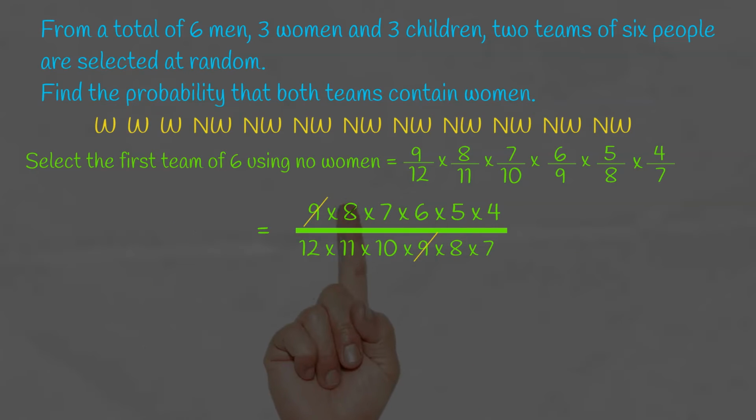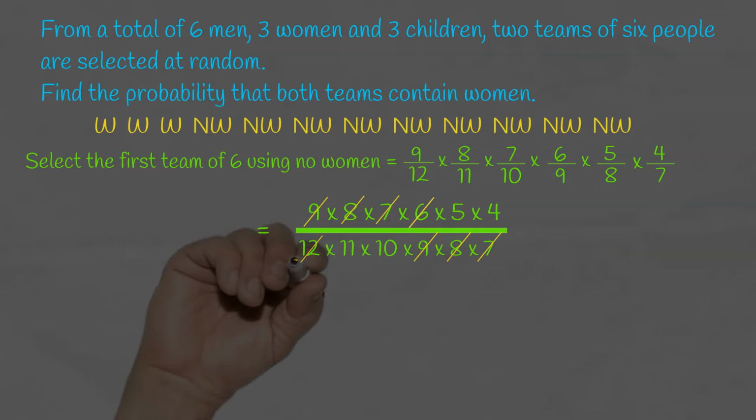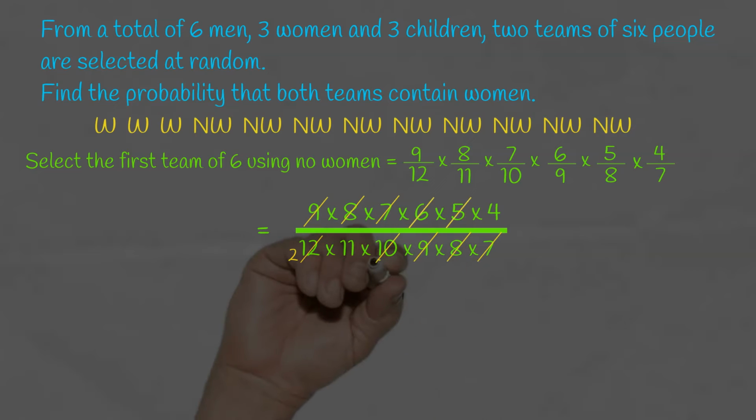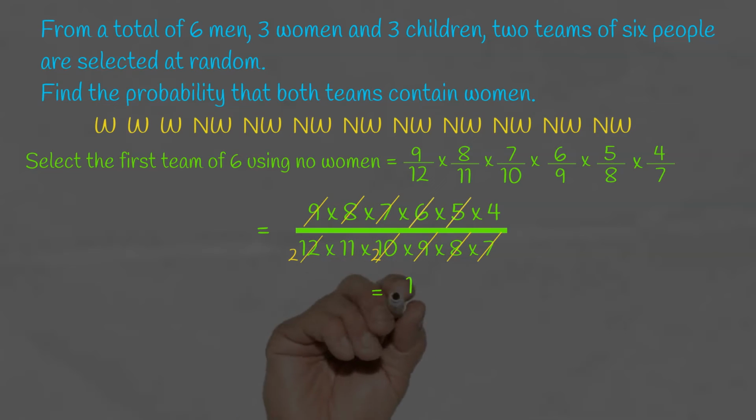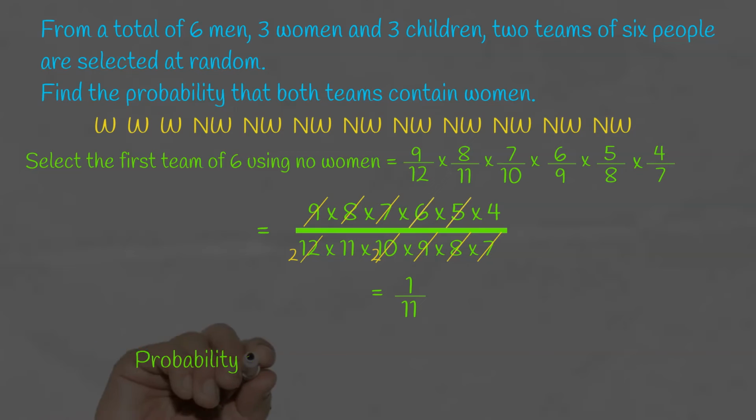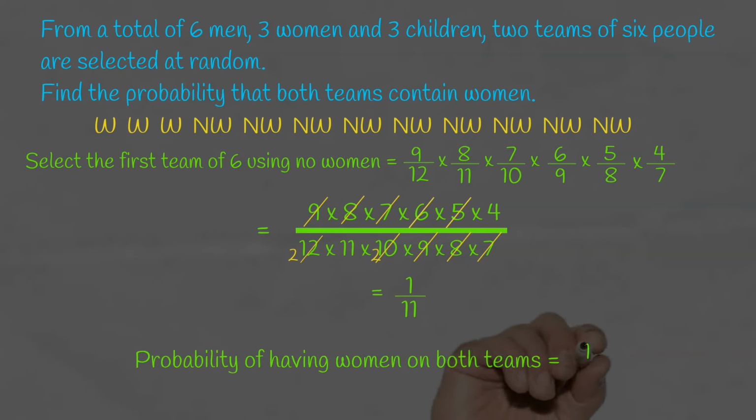The 9s cancel, the 8s cancel, the 7s cancel, the 6 and the 12 cancel to give a 2 on the bottom, the 5 cancels with the 10 to give a 2, and the 2 2s can cancel with the 4, so we get 1 over 11. So that's the probability that the team has no women. So the probability of the team having women is 10 over 11.